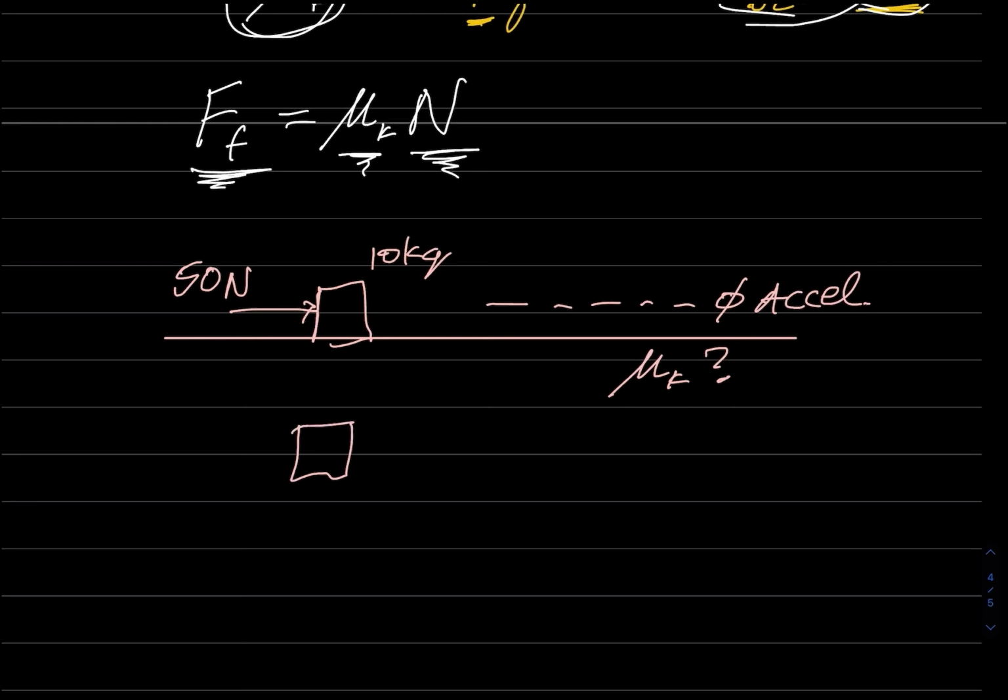Well, let's draw our free body diagram. Gravity's pulling on the box with mg. We know our normal force is mg. You're pushing with 50 newtons. If the box is not accelerating, there should be no net horizontal force on the box. So we know that the friction force, which is applied at the surface parallel to the surface, better be 50 newtons.